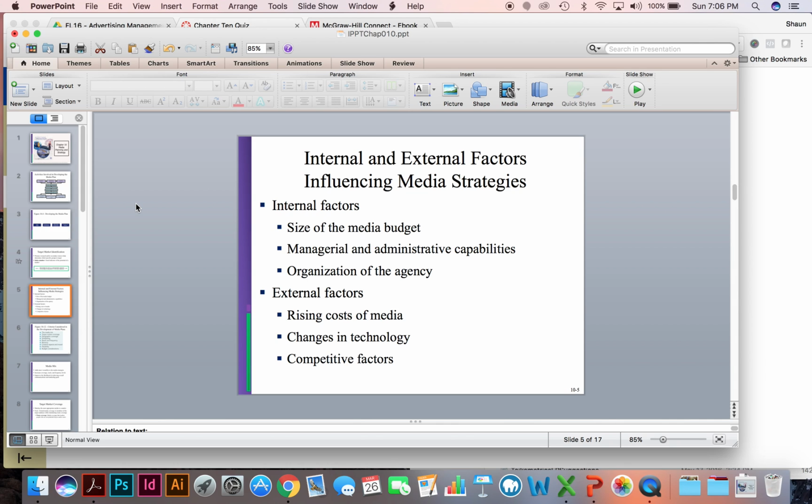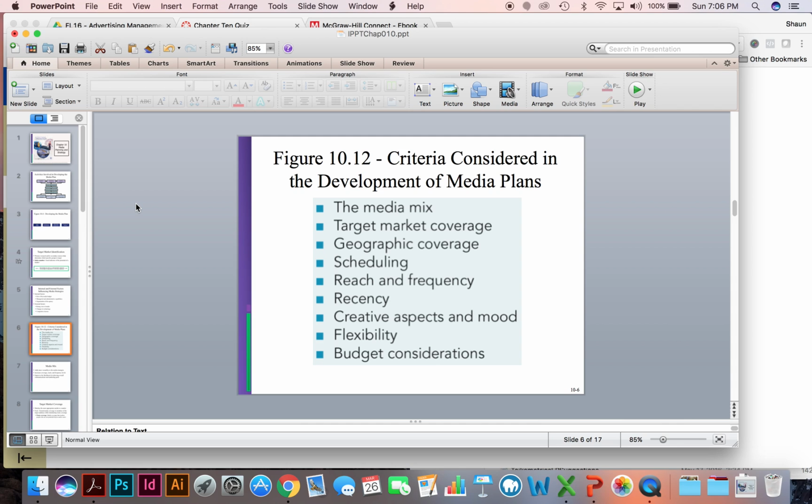And then there's also competitive factors. This comes out during your situational analysis. How much are your competitors paying for advertising? Can you compete with that? So these are some internal and external factors that influence media strategies.